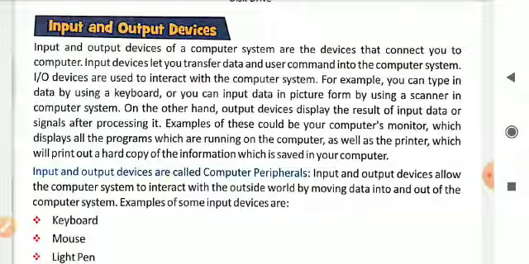So input and output devices are called computer peripherals. As you know, input and output devices allow the computer system to interact with the outside world by moving data into and out of the computer system.